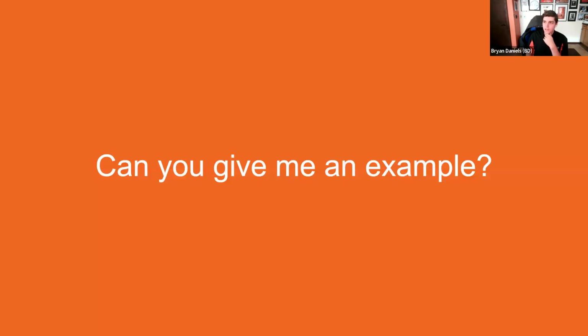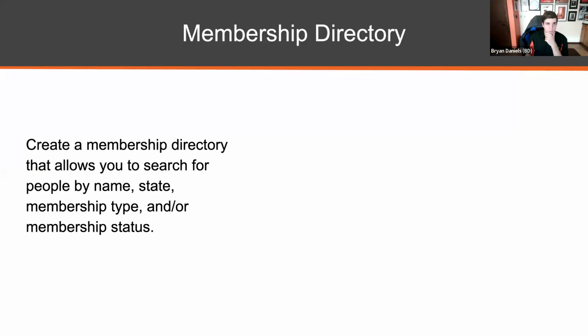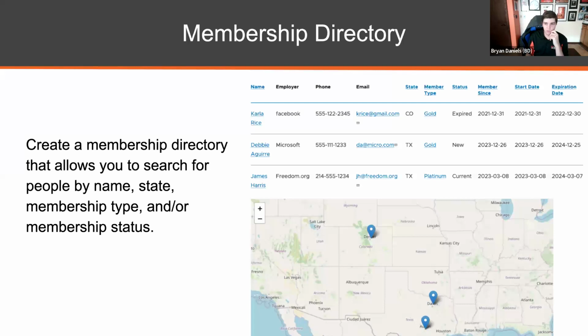So what I want to spend most of the time on today is setting up something using CiviCRM Entity. What we're going to do is create a membership directory similar to the screenshot. We're going to have a directory that allows any user to search for members by their name, by their state, by the type of membership they have, by the status, whether or not they're current, and then we can see all of them on a map.